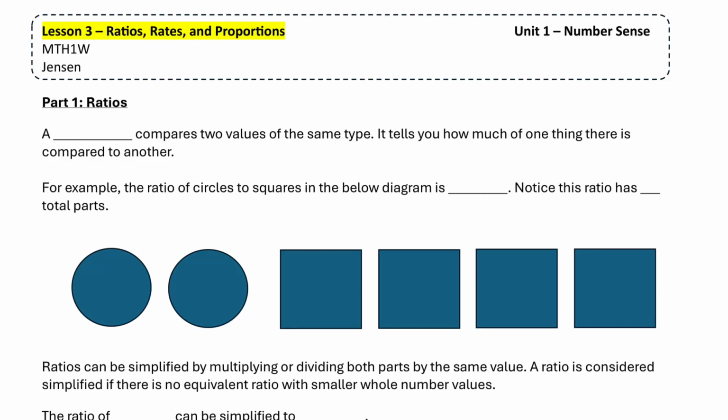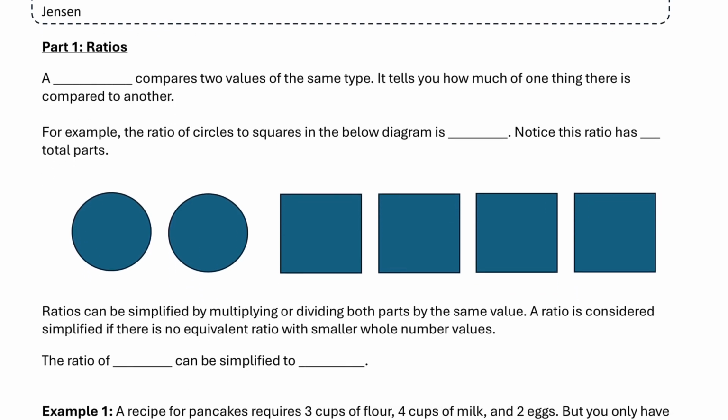Here's a lesson on ratios, rates, and proportions. In part 1 of this lesson, we'll start by looking at ratios. A ratio compares two values of the same type. It tells you how much of one thing there is compared to another.